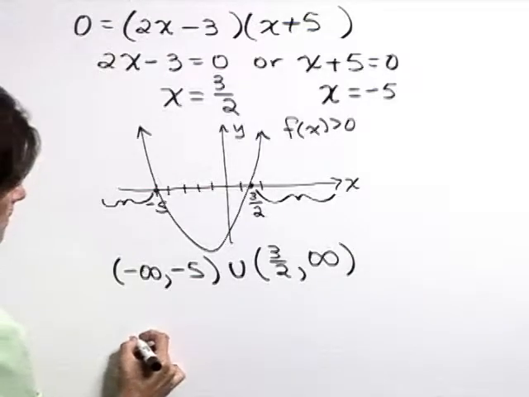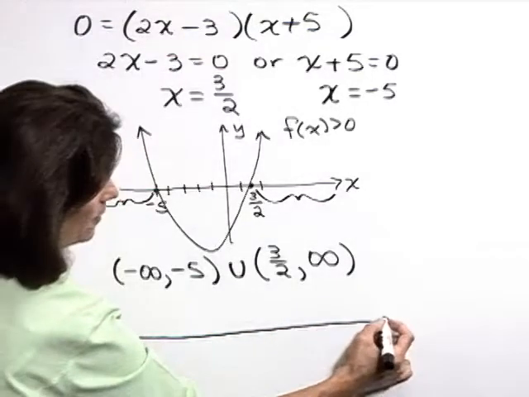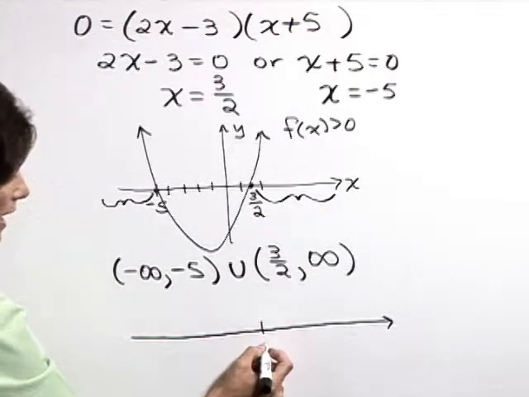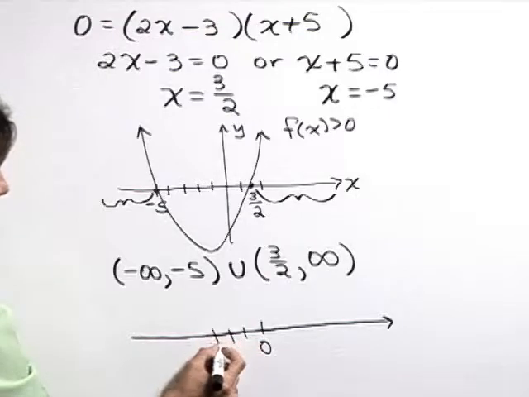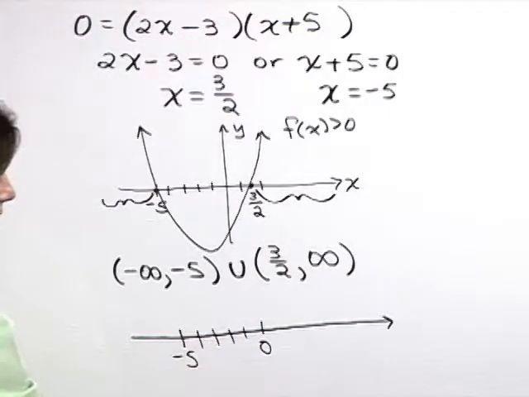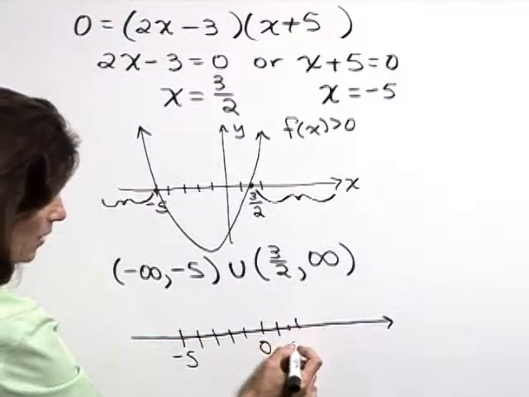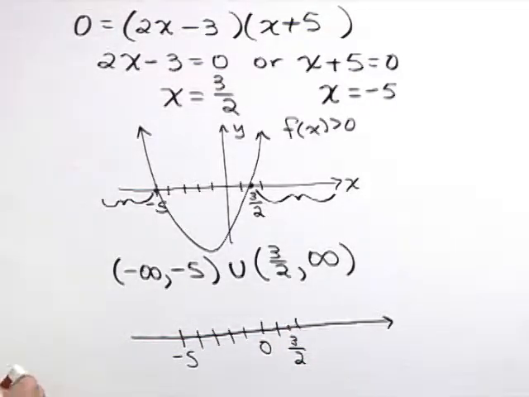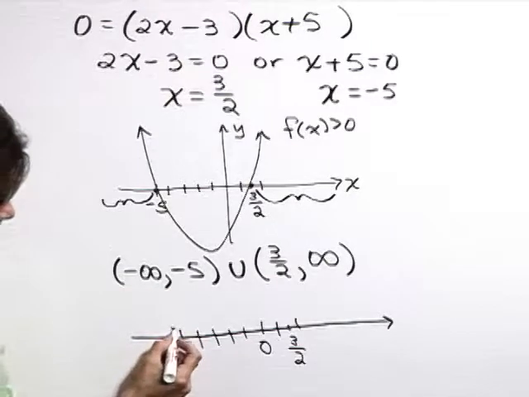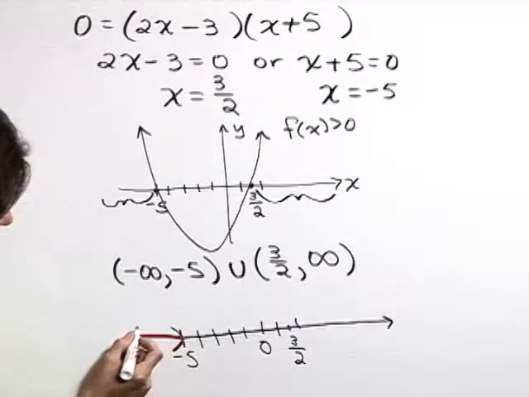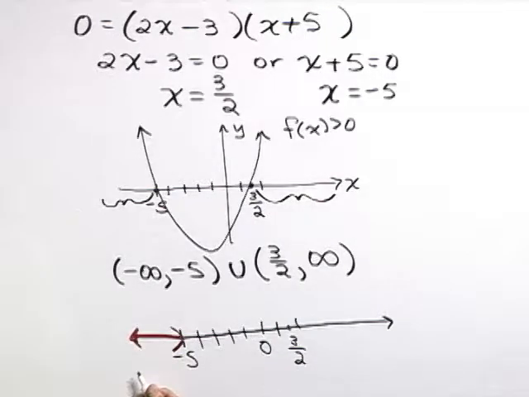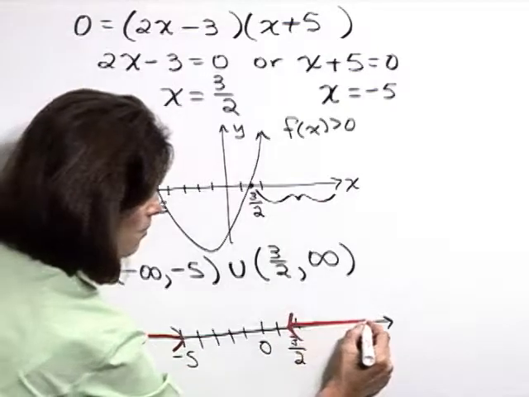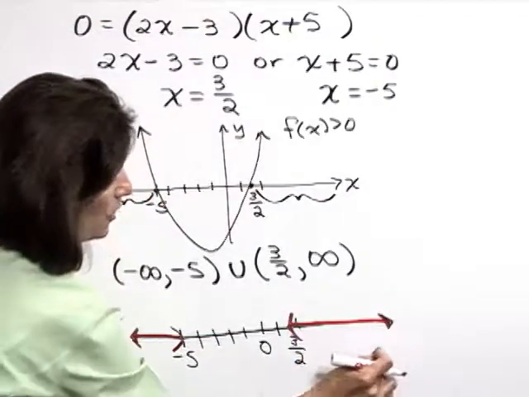Now as a last step, let's graph this solution on a number line. I'm going to locate 0. Here's our negative 5. Here we have 3 halves between 1 and 2. Graphing our solution interval then, let's locate negative 5 and bold these numbers smaller than it. Let's locate 3 halves and also bold out and indicate those numbers greater than it.